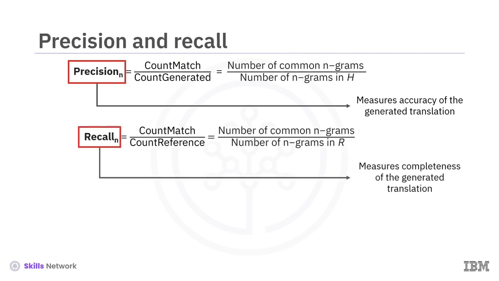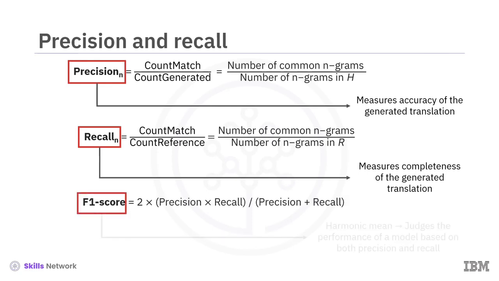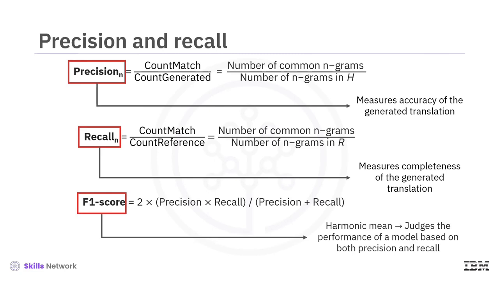Recall in machine translation measures the completeness of the generated translation. It emphasizes the coverage of the important content from the reference translation. Count reference is the total number of n-grams in the reference translation. F1 score is also a harmonic mean of precision and recall that is used to judge the performance of a model based on them.